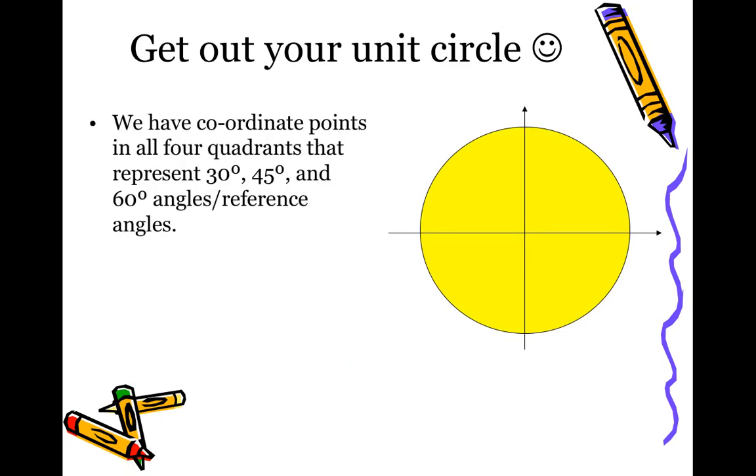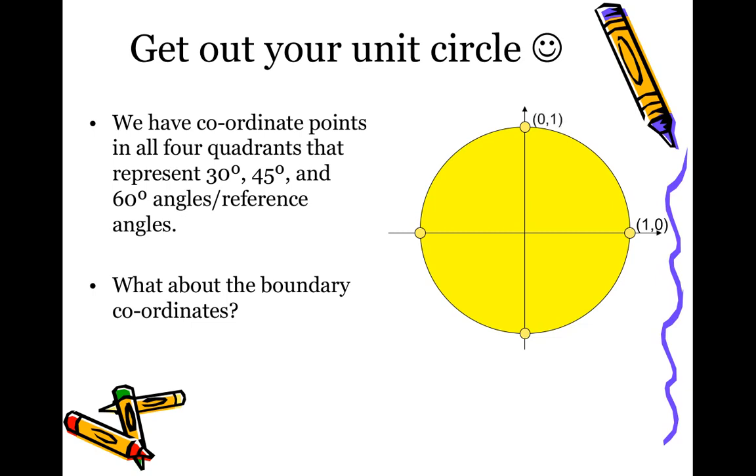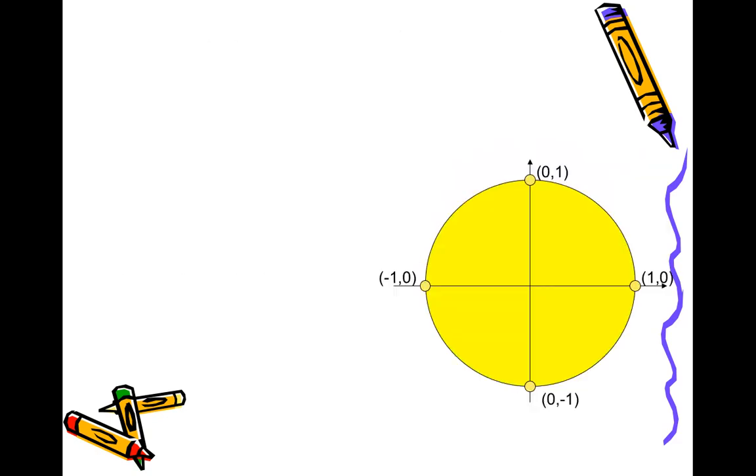So the other piece before we sum it up is we have coordinate points in all 4 quadrants that represent 30, 45, and 60. But we also have the boundary coordinates, which I spoke about in the last lesson a little bit. These points right here have a radius of 1: (1, 0), (0, 1), (-1, 0), and (0, -1).